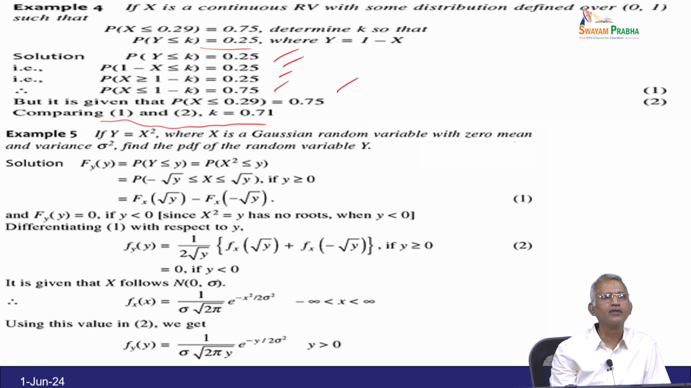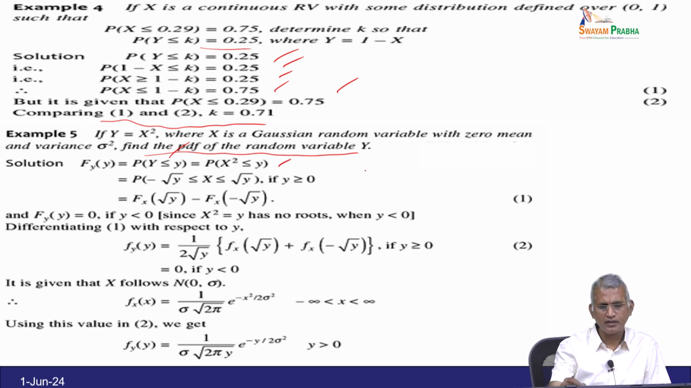So, based on that, we have an example. If y equal to x square, where x is a Gaussian random variable with 0 mean and variance sigma square, find the probability density function of the random variable y. So, the solution is F y of y equal to probability of Y less than or equal to y, which is equal to probability of x square less than or equal to y.